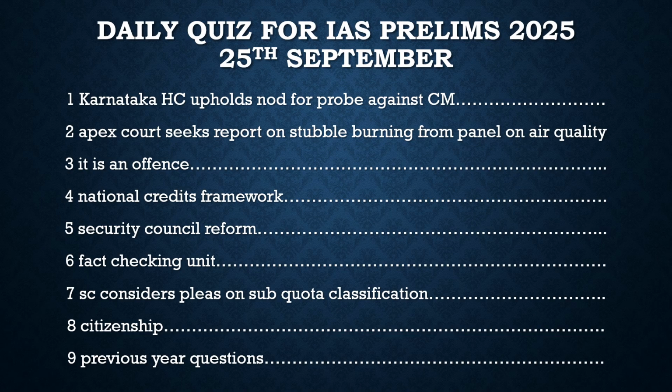So when this nod was given by the governor, the CM of Karnataka went to the High Court of Karnataka. He asked the High Court 3 questions. And what are these questions? Let us find out. The first question he asked: whether the governor should entertain the complaint from a private person. As you know, these petitions were taken up by private persons.